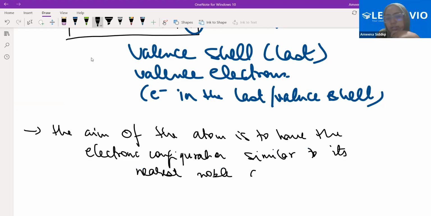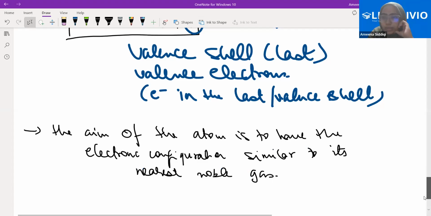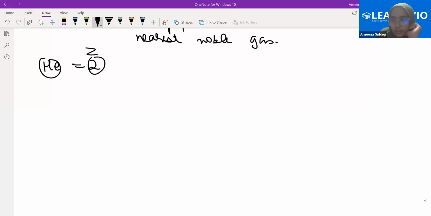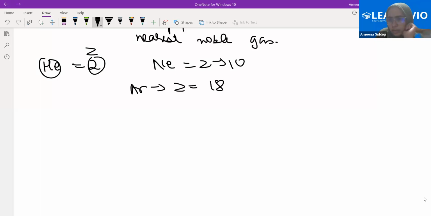Do you know what a noble gas is? Very good. So, what is the atomic number for the noble gases? First is helium with Z equal to 2. Then neon with Z equal to 10. Argon, Z equal to 18. Okay, at your level, that's fine.